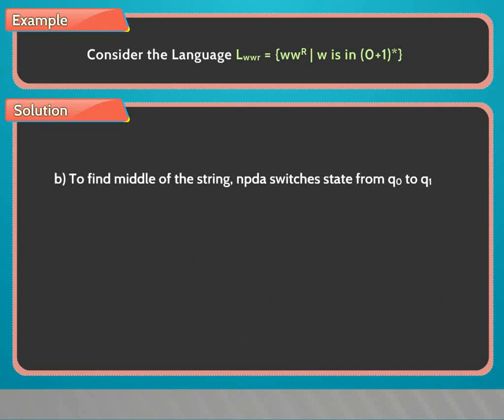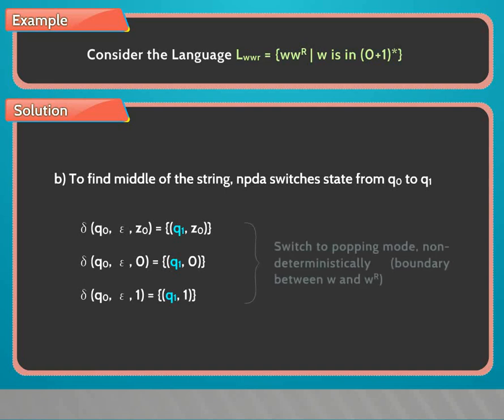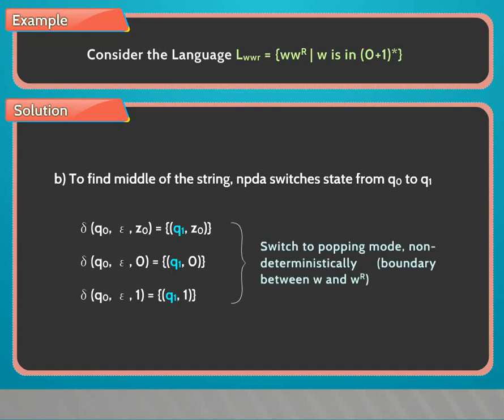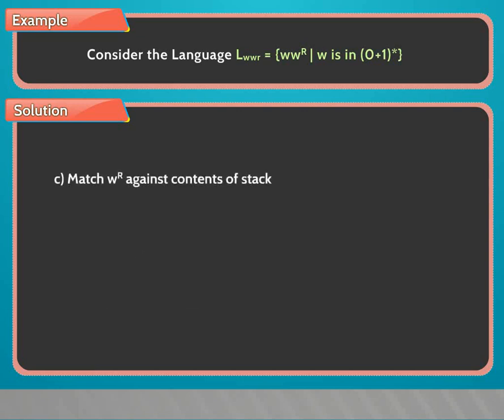To find the middle of the string, the NPDA switches state from q0 to q1. δ(q0, ε, Z0) = (q1, Z0). δ(q0, ε, 0) = (q1, 0). δ(q0, ε, 1) = (q1, 1). Switch to popping mode non-deterministically, at the boundary between w and wR. Match wR against the contents of the stack.